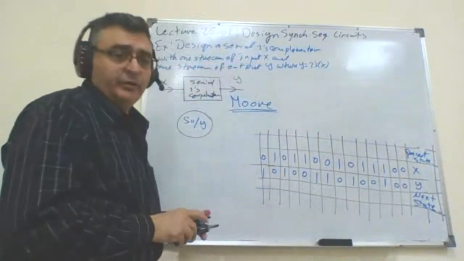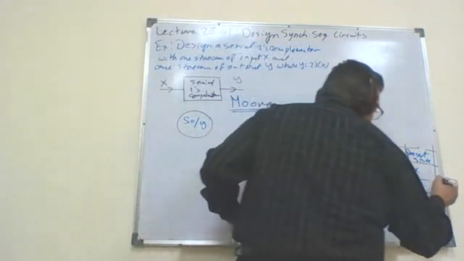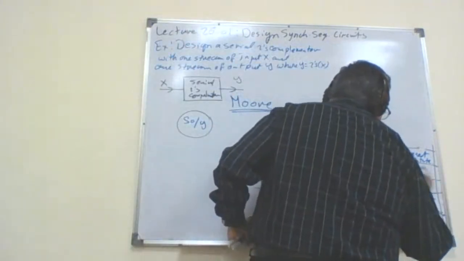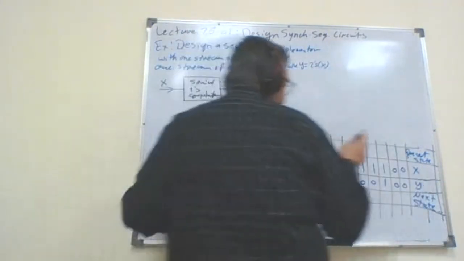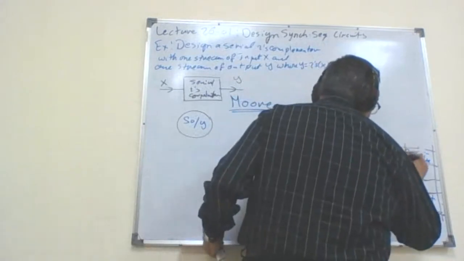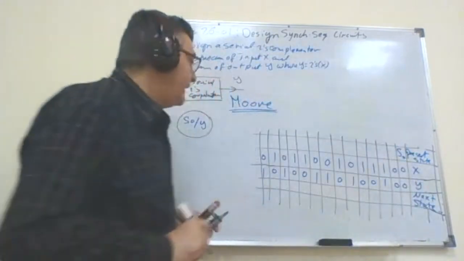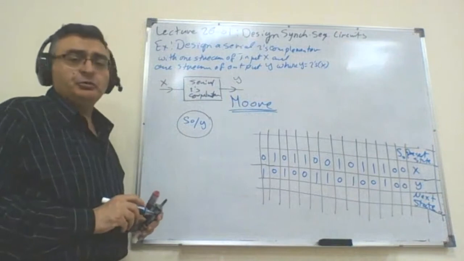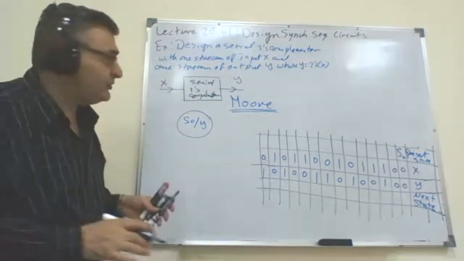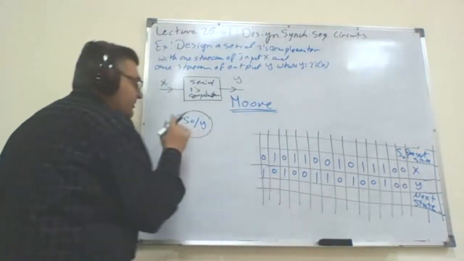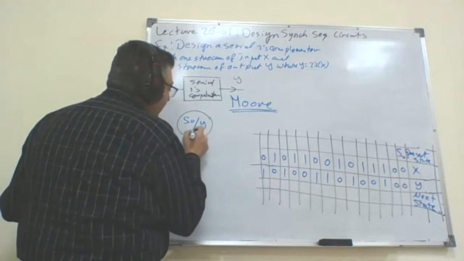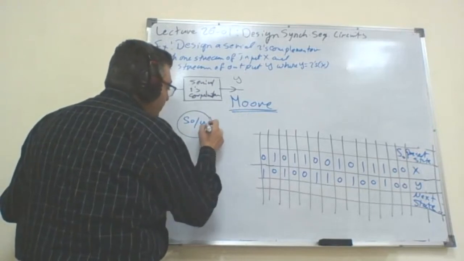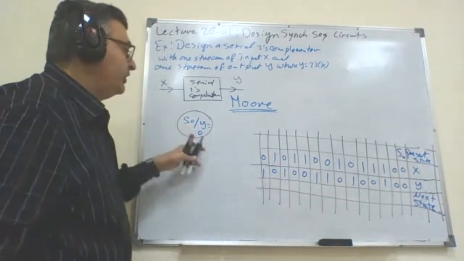Okay, agree? Makes sense? Now, what is my initial state? I'm definitely initially in state S0. Now, I have to define some value for the output since I'm building a Moore. So what's the value of output? Assuming that the output initially will have the value 0. So initially Y equals 0.